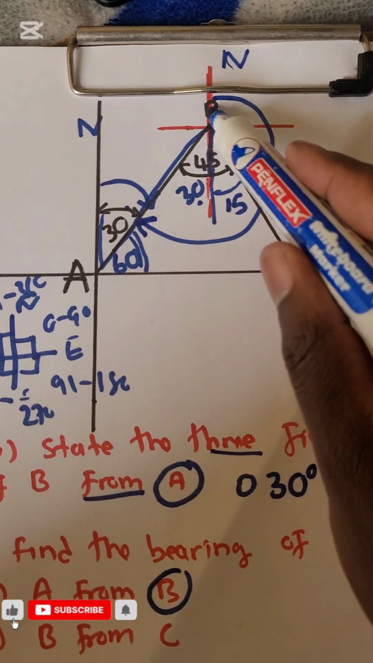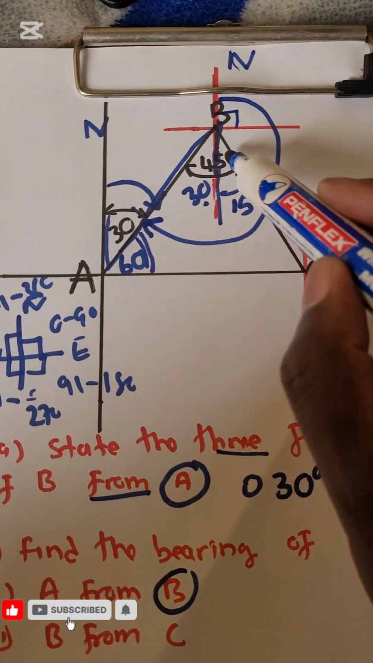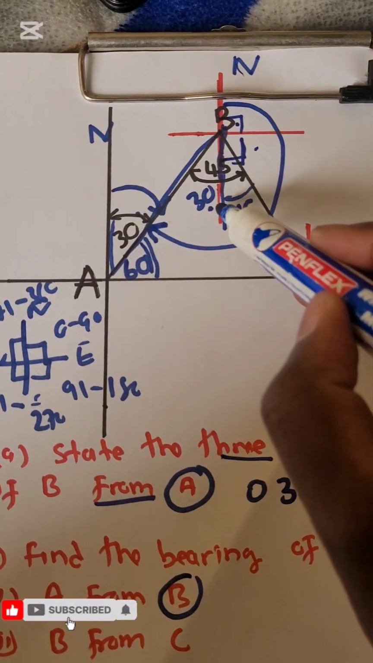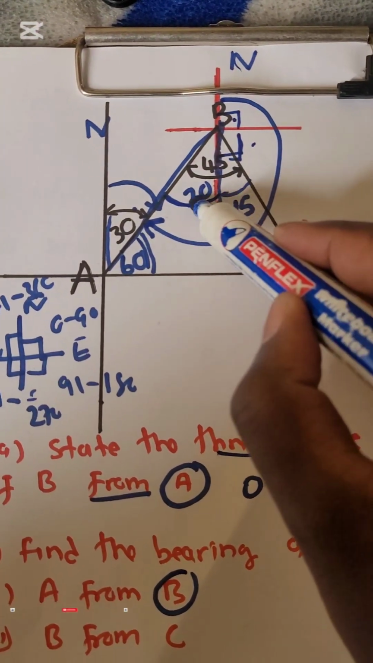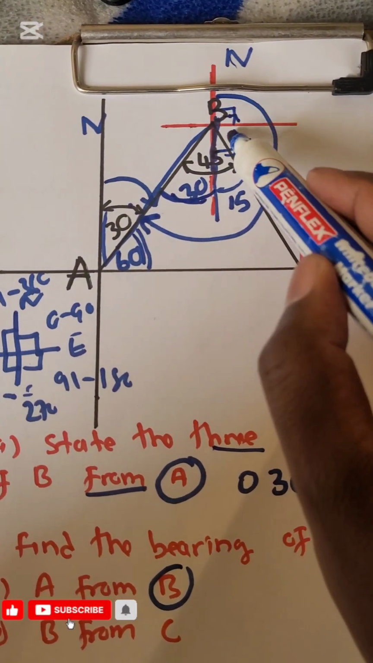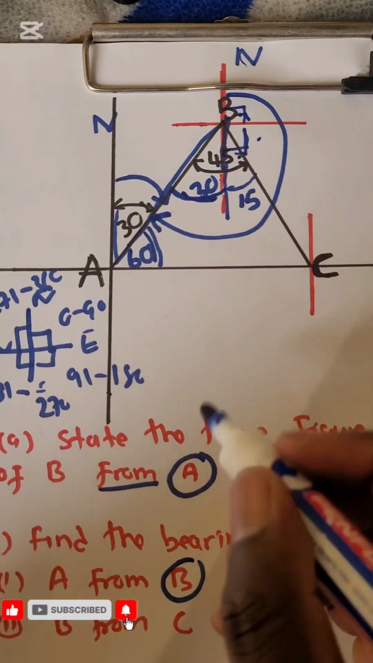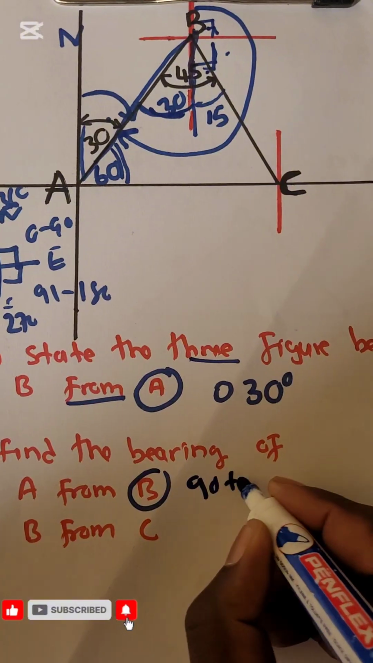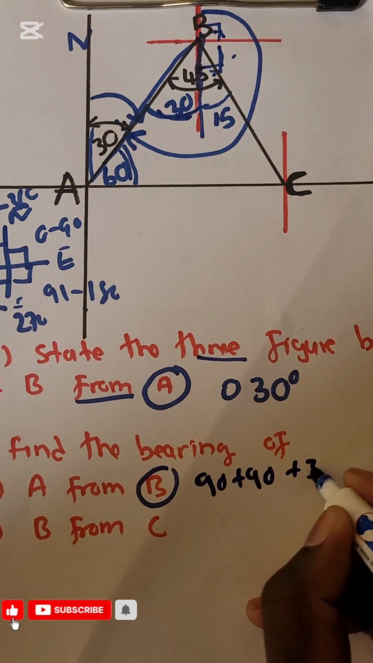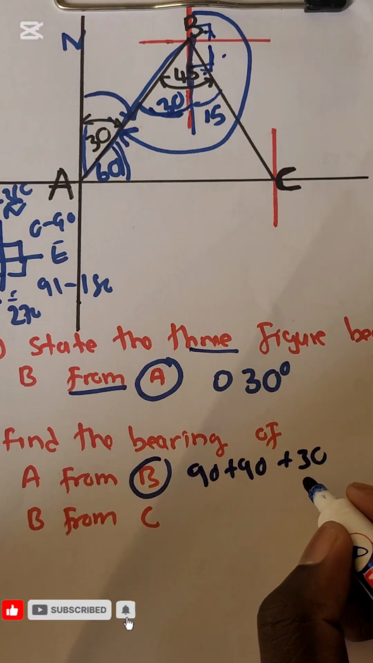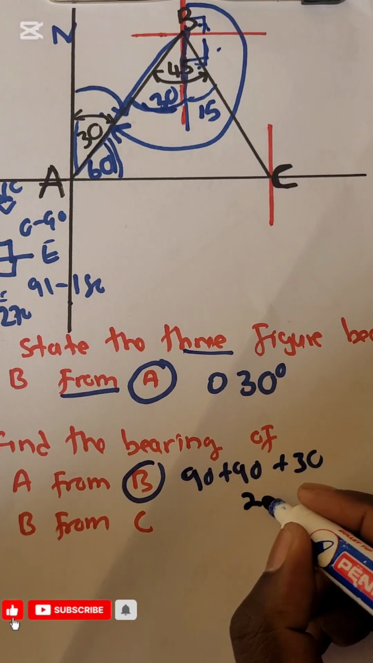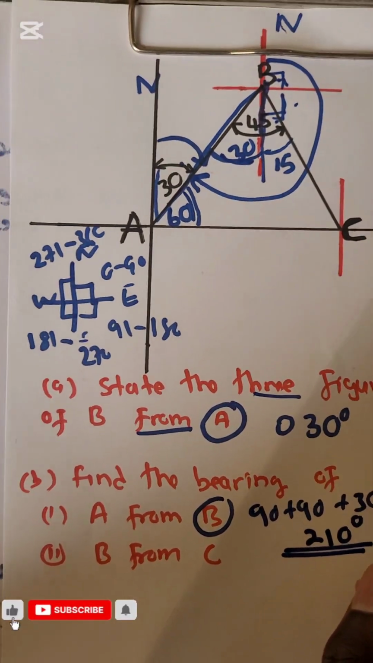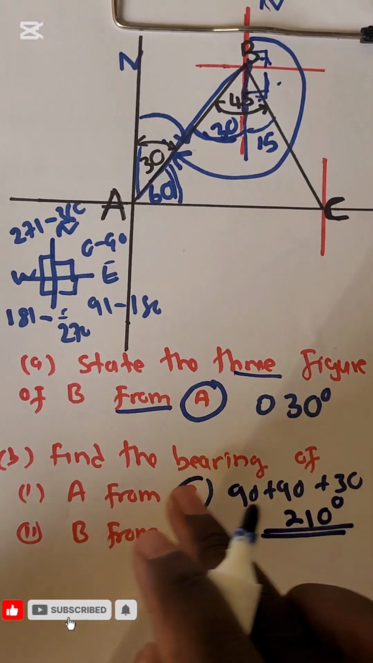So this one right here, there is 90. There is also another 90 right here. So 90 plus 90 plus 30, that is here. That's the bearing of A from B. We're going to say 90 plus 90 plus 30. So 180 plus 30, we get 210 degrees. That's the bearing of A from B.